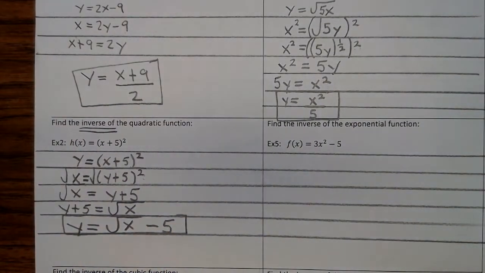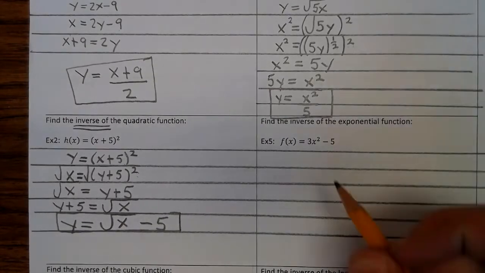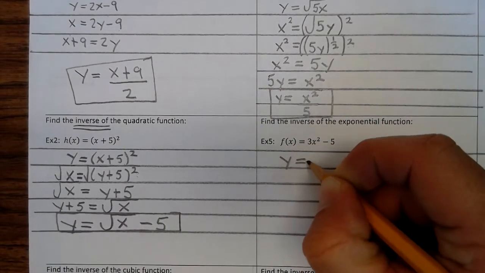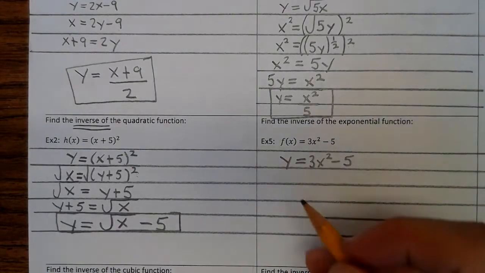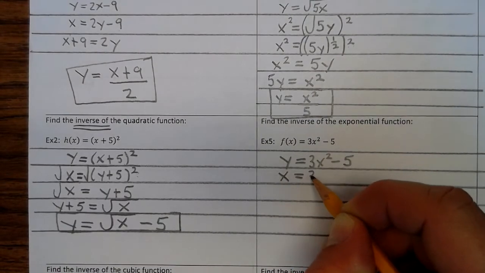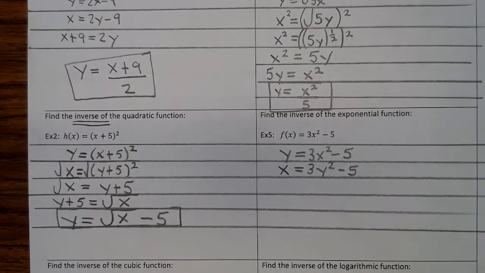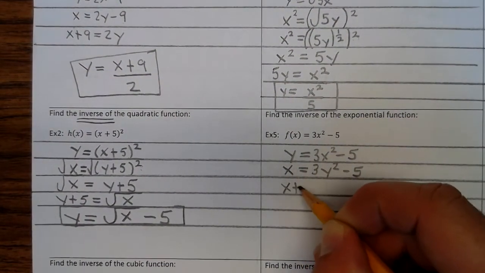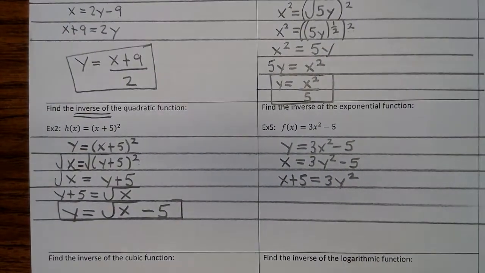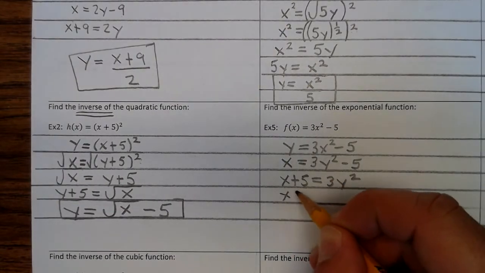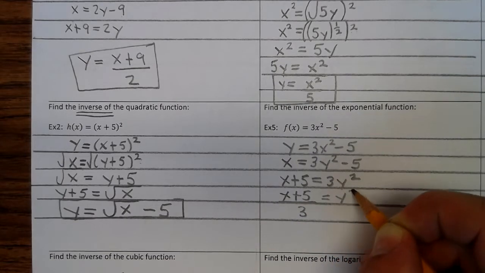Now let's take a look at example 5. Find the inverse of the exponential function. So again, we're going to write f of x is y. So y equals 3x squared minus 5. And then next step is to switch the x and y. So x equals 3y squared minus 5. I'm going to add 5 to both sides. So x plus 5 equals 3y squared. Divide both sides by 3. So that's (x plus 5) divided by 3 equals y squared.